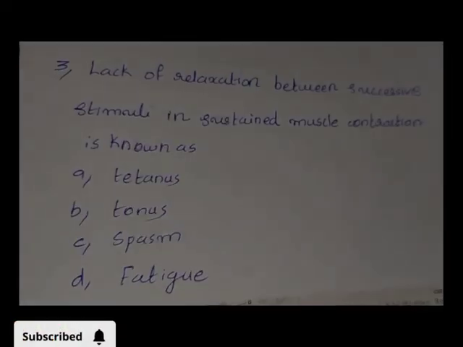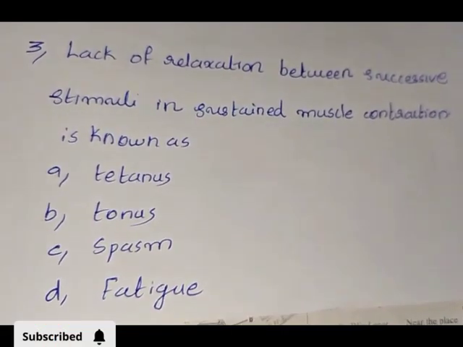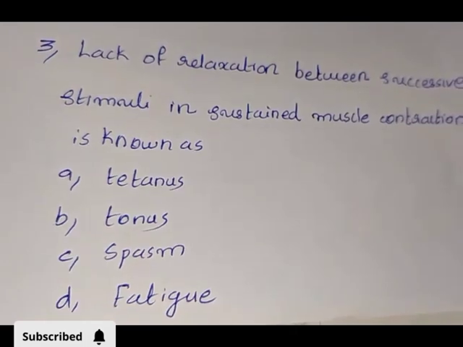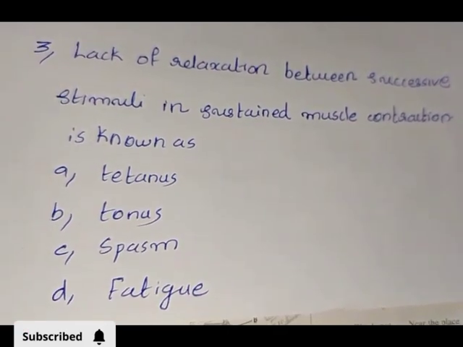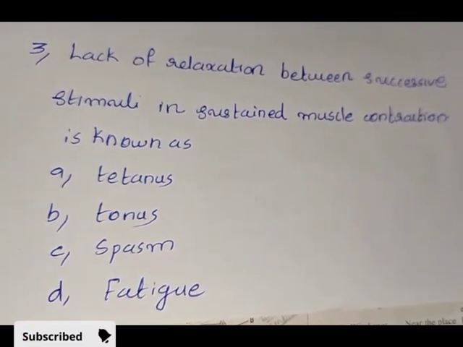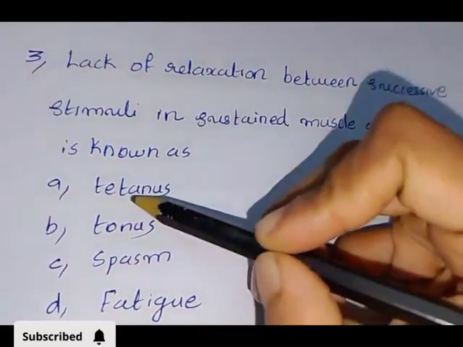3. Lack of relaxation between successive stimuli in sustained muscle contraction is known as: Option A, tetanus; B, tonus; C, spasm; D, fatigue. Answer: option A, tetanus.